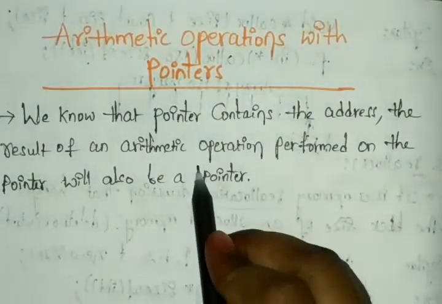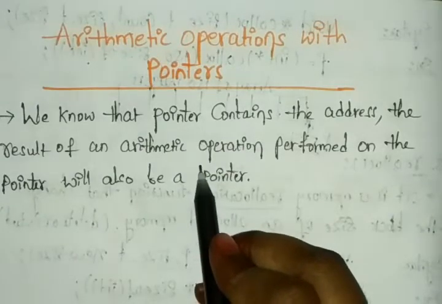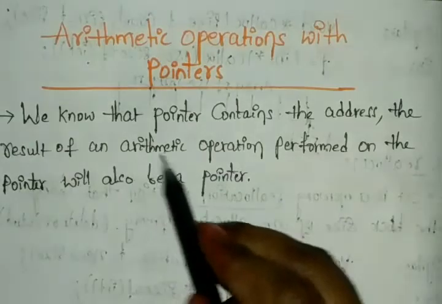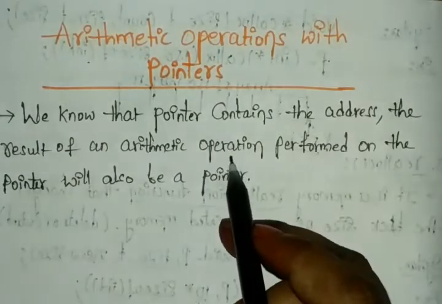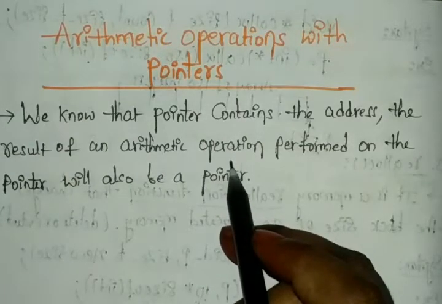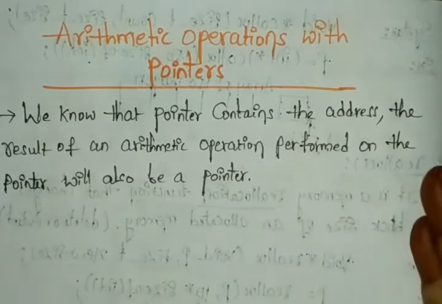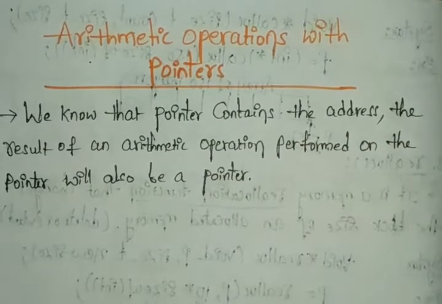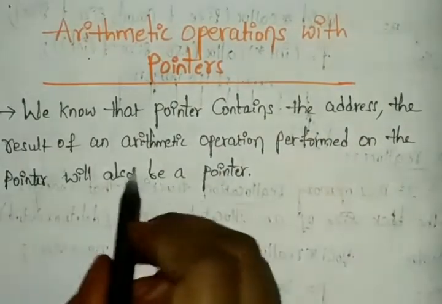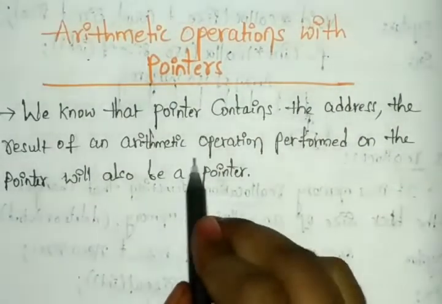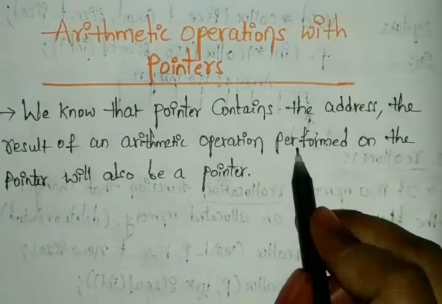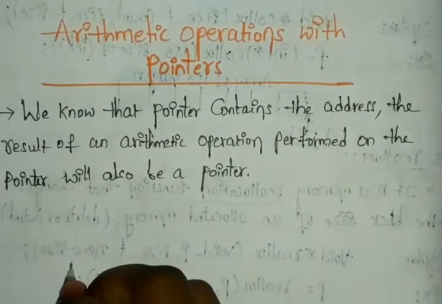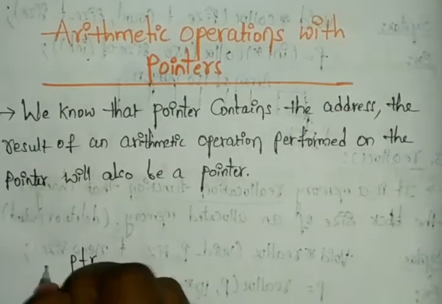Once an arithmetic operation is performed on the pointer, the result is another pointer. So let's see here how it can be performed. Suppose you can see the result of an arithmetic operation performed on the pointer will also be a pointer, right? So for example here I am taking one pointer.